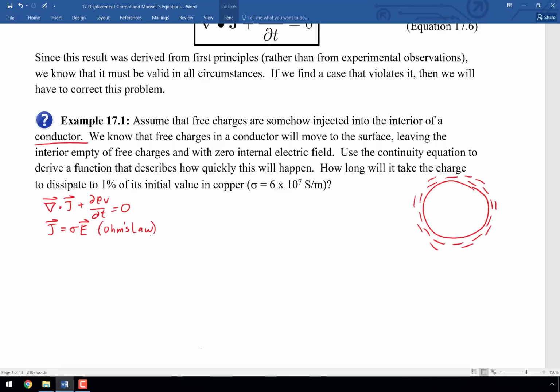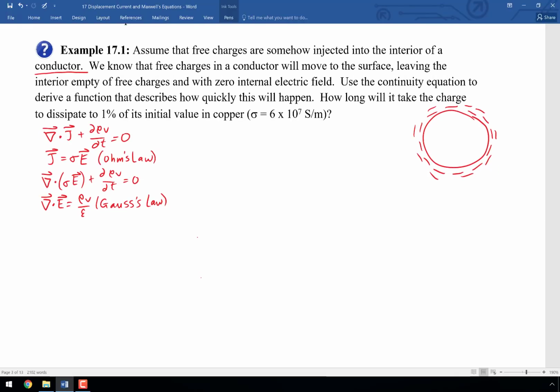And we're going to plug that back up into the continuity equation. So this becomes the divergence of sigma times E plus the partial of rho sub v with respect to time is equal to 0. And then we know by Gauss's law that the divergence of E is equal to rho sub v over epsilon. That's Gauss's law. So even though we don't have all of our Maxwell's equations together yet, some of them are complete, and we're using those in this example.